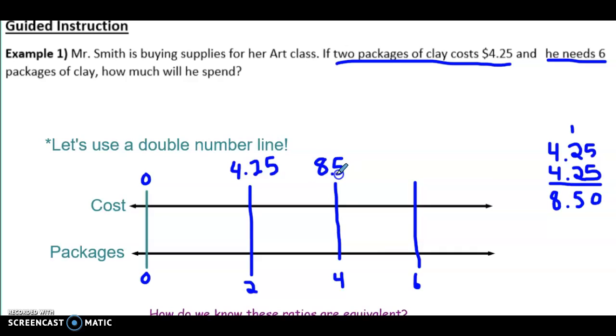Now again, I'm going to jump by another 4.25 up here. So I'll add another 4.25. 0 plus 5 is 5. 5 plus 2 is 7. My decimal comes straight down. And 8 plus 4 is 12. So the next number is 12.75.